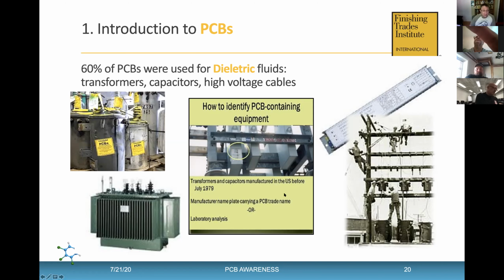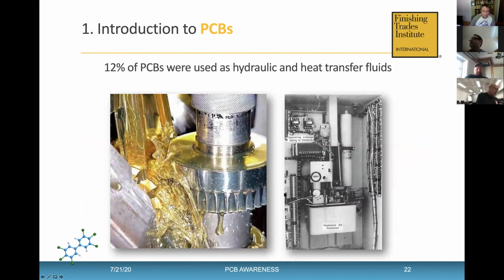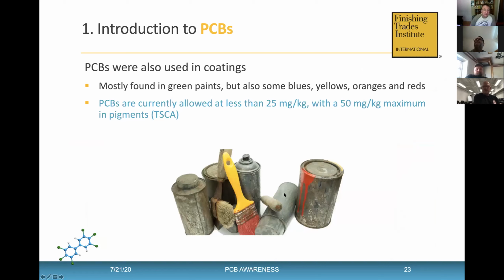And these are some of the places that you'll find them. So dielectric fluids, 28% were used in ingredients for manufacturing products: rubber, plastics, adhesives, paints, inks. You can see the rest of the stuff there on the screen. So a lot of the stuff that IUPAT members might work around. 12% of them were in hydraulic and heat transfer fluids. And then they're in coatings.